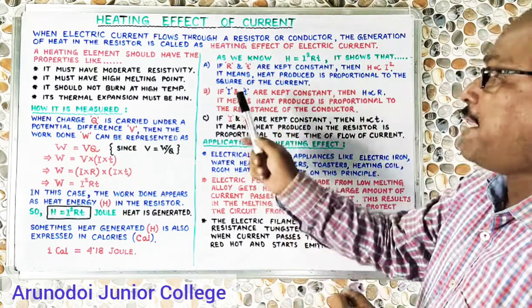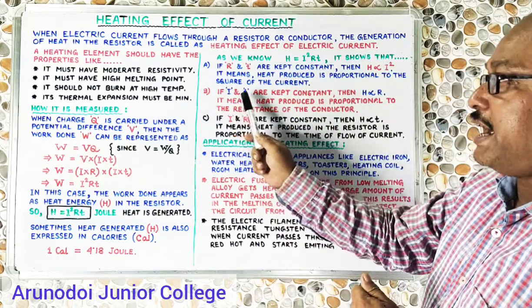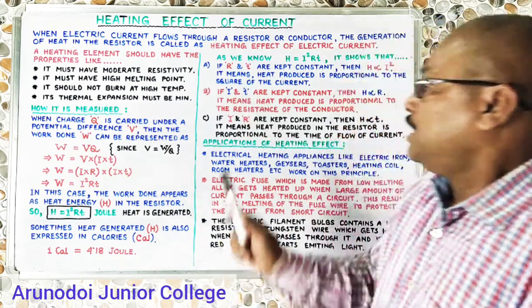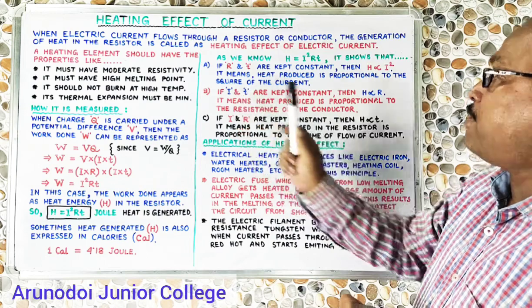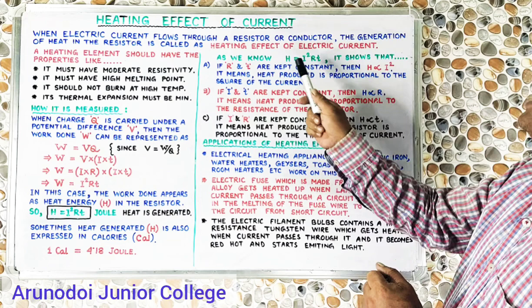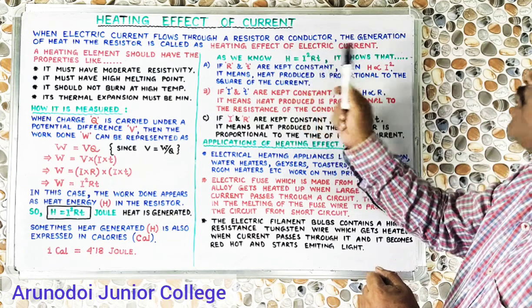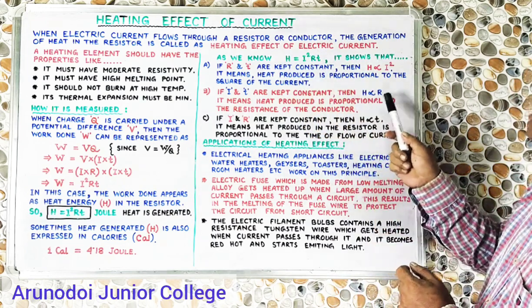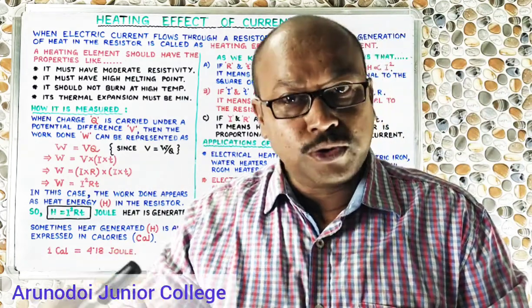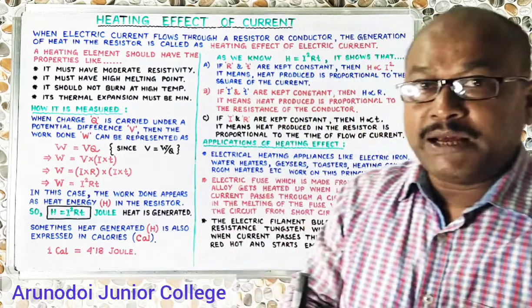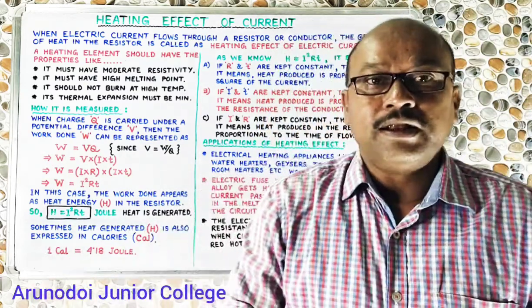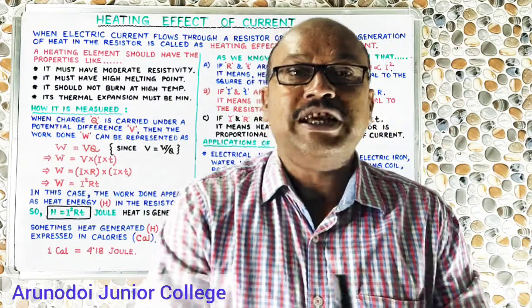What we are doing this side, we are keeping current and time constant. If we can keep the current and time constant, that is I square and T will remain constant, then H will be proportionate to R. That is, H is proportionate to R. Means heat is directly proportional to the resistance. It means that if you increase the resistance of the conductor, then heat generated also will be increasing.